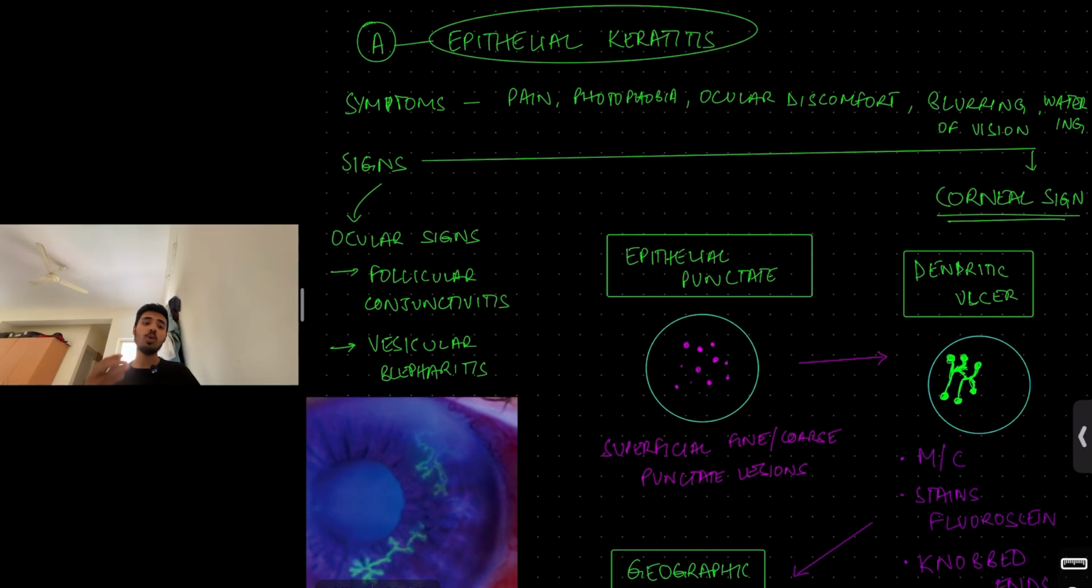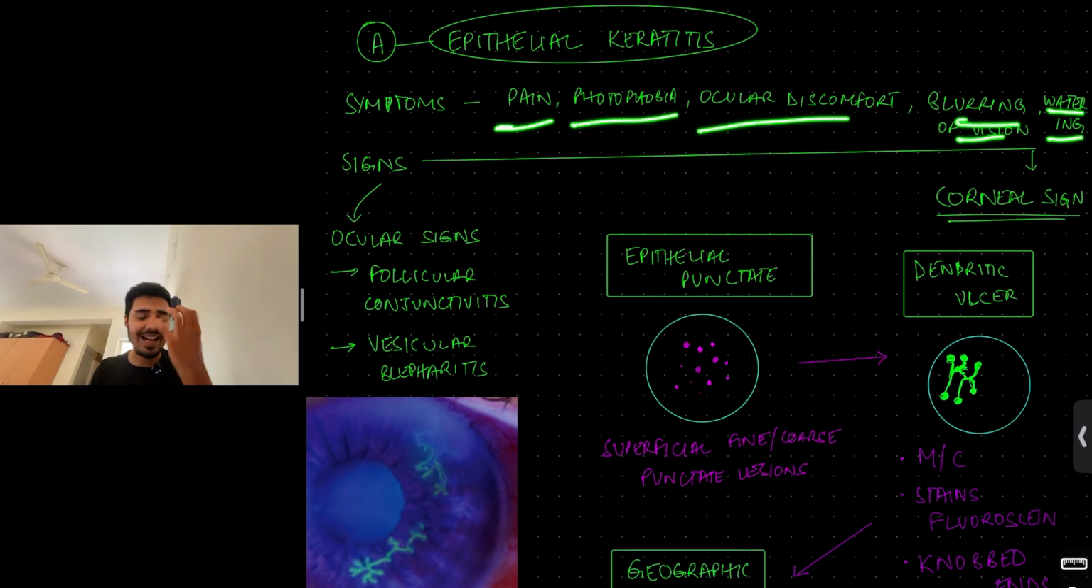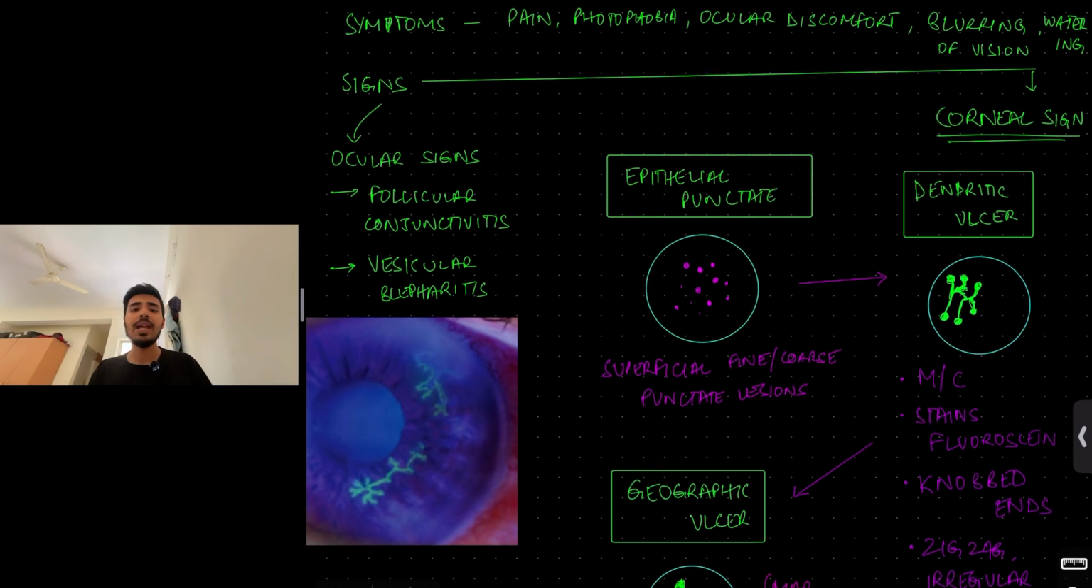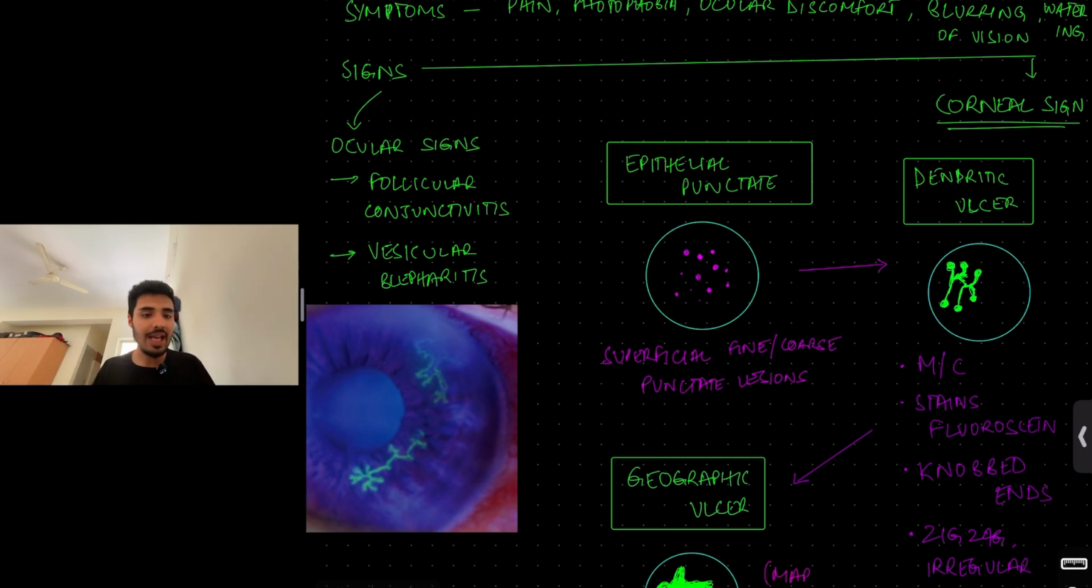If it involves more of the corneal epithelium, then it is known as epithelial keratitis. Symptoms are mostly the same for all of them: photophobia, pain, discomfort, irritation, blurring of vision, watering, redness, all those typical inflammatory findings and findings of keratitis. Mainly you can have ocular signs. You can have follicular conjunctivitis in recurrent ocular herpes, that is viral follicular conjunctivitis, and again vesicles on the eyelid, so vesicular blepharitis. But mainly let's focus on the corneal signs.